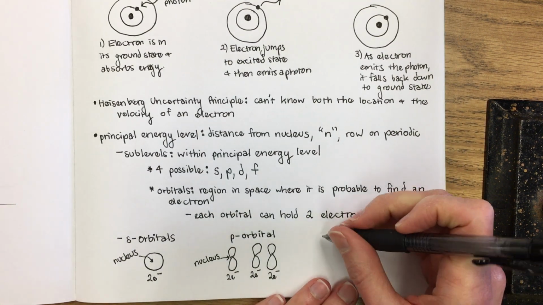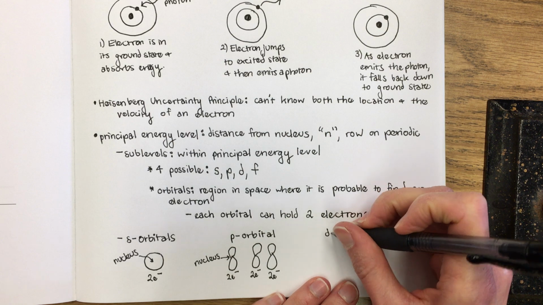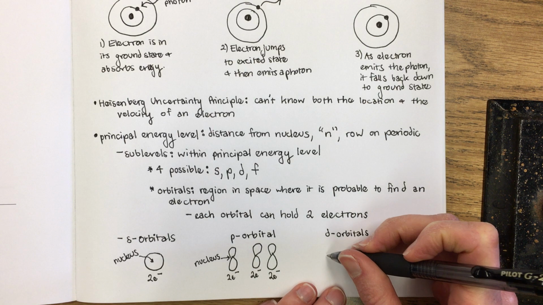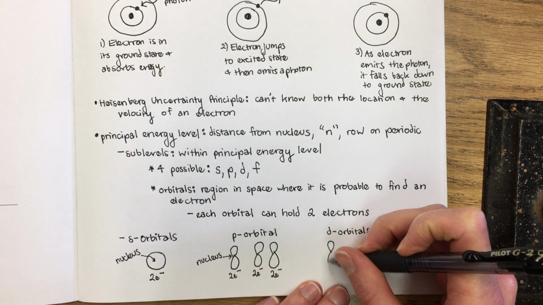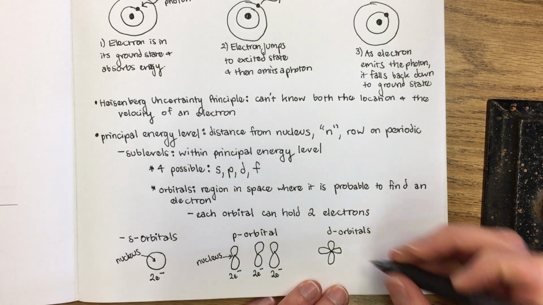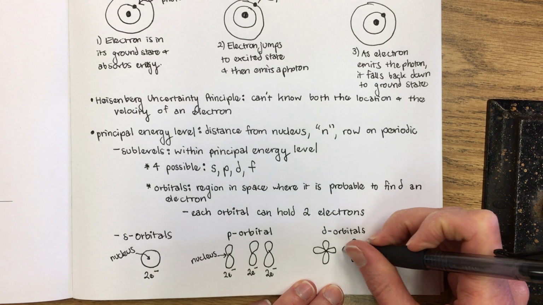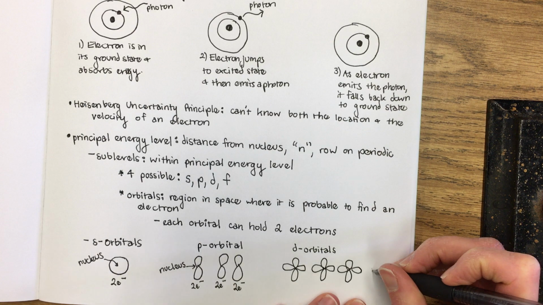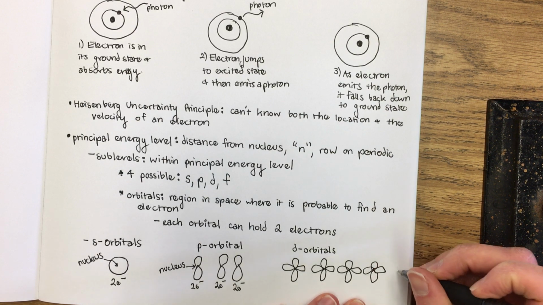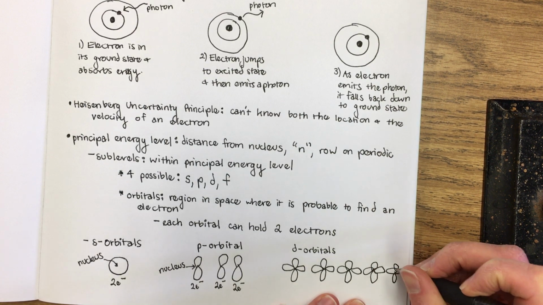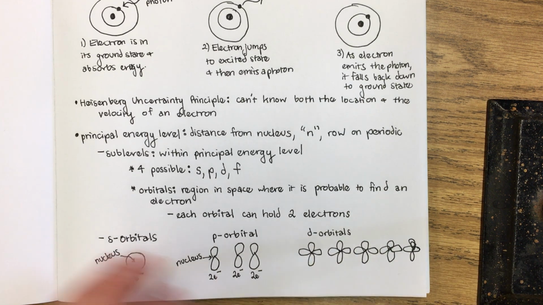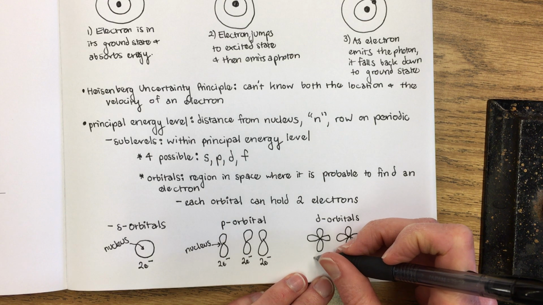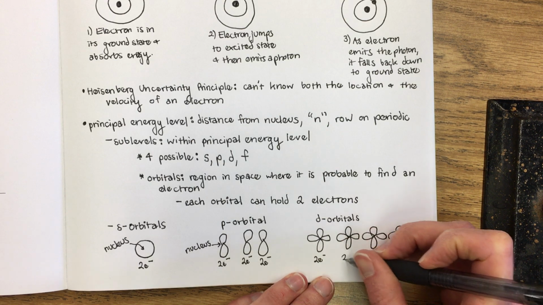Okay, a D sublevel has D orbitals. And some of the D orbitals look different than others, but most of them look like this. So they look kind of like a 4-leaf clover. And D sublevels actually have 5 orbitals. And again, most of them look like this. There's 1 D orbital that looks like kind of like a P orbital with a ring around it. It's very weird. Anyway, each of these can hold 2 electrons.